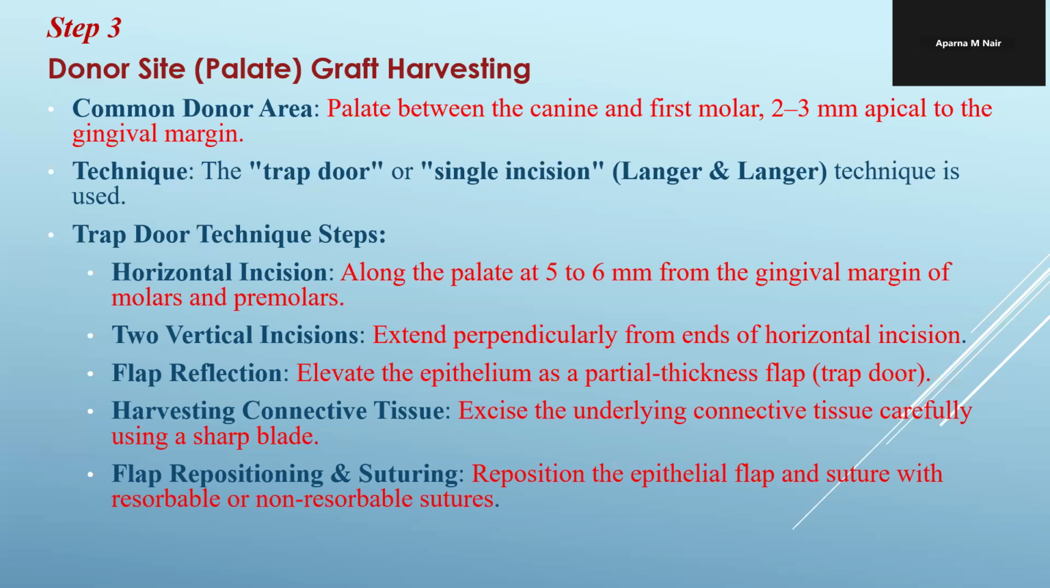To make sure the incision should not cross the mid-palatine raphe. The technique is by giving a horizontal incision 5 to 6 millimeters from the gingival margins of the molars and premolars, and 2 vertical incisions which connect the horizontal incision, given perpendicularly. A partial thickness flap is reflected and the connective tissue bed is harvested, and the flap is repositioned and sutured.